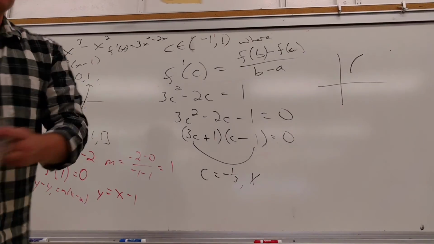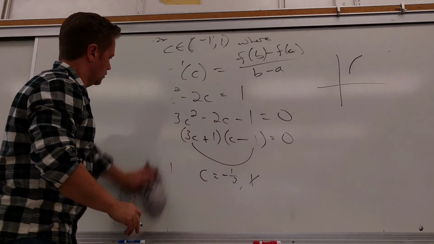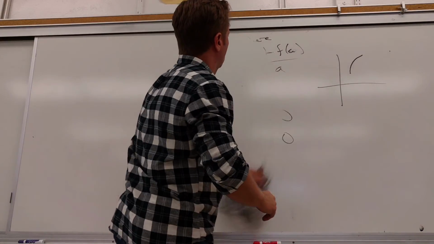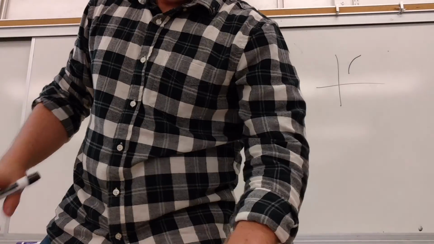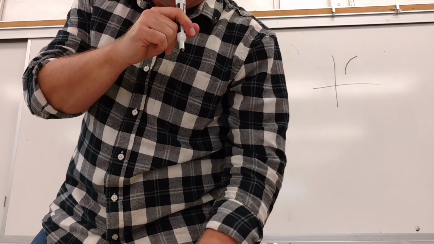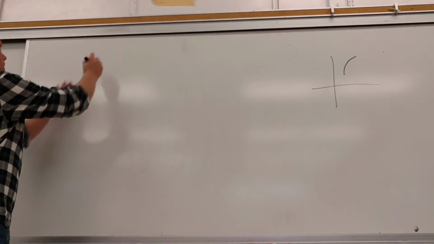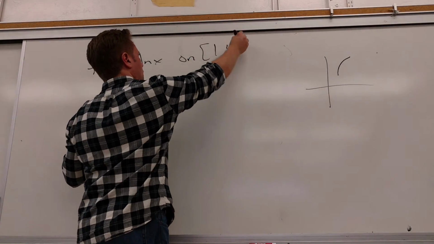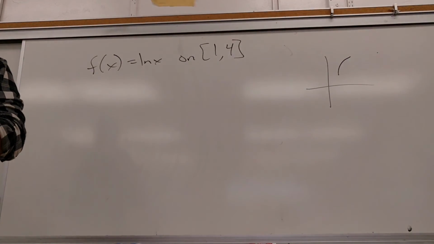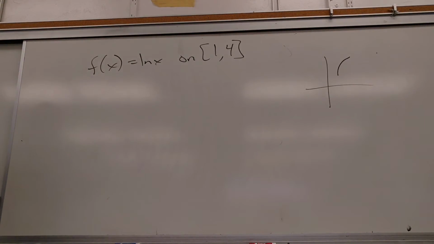All right, so let's do one more. Let's do one more concrete example. So what if I said, let me give you one out of the book here. So use the mean value theorem to find the C that would make the slope what it's supposed to be.